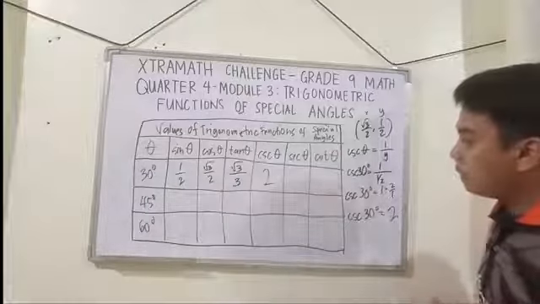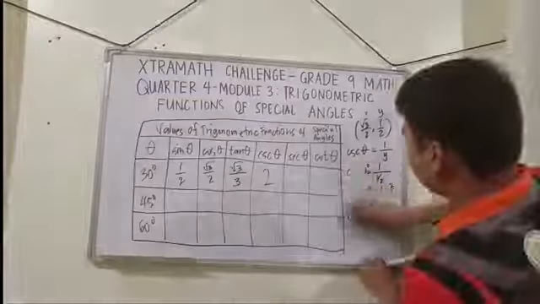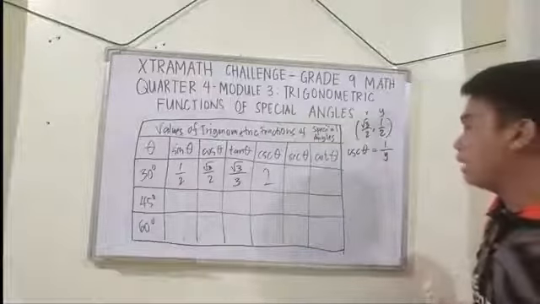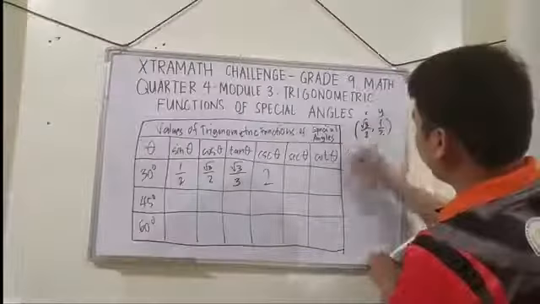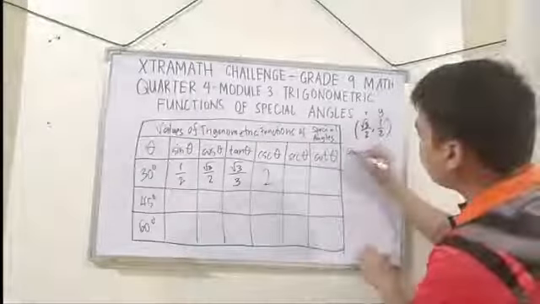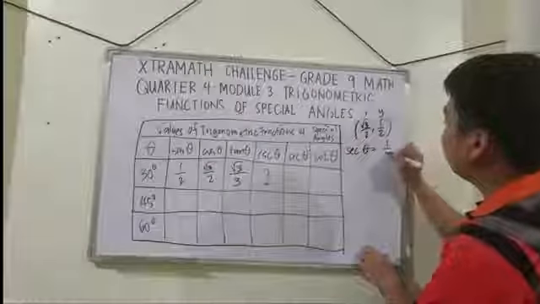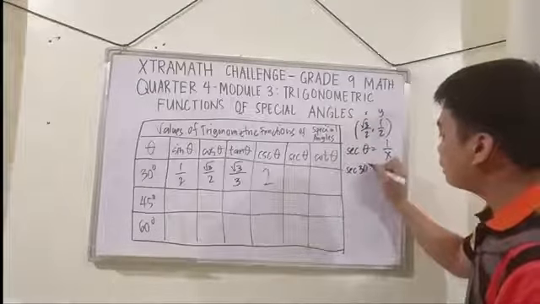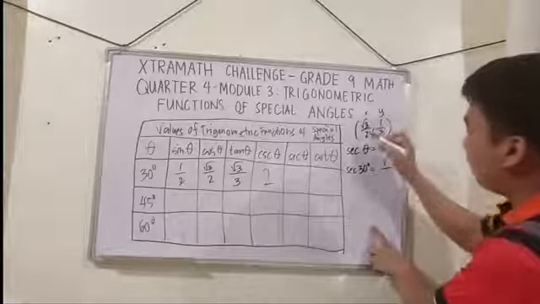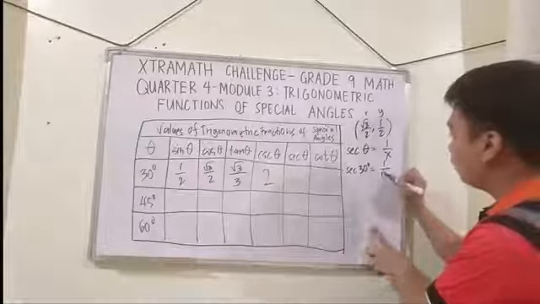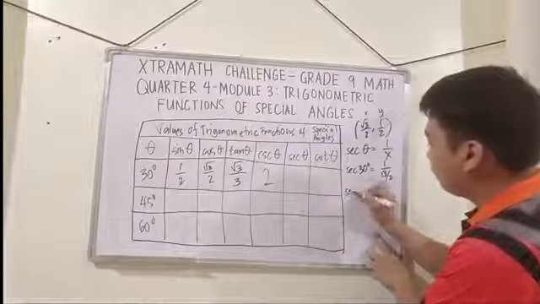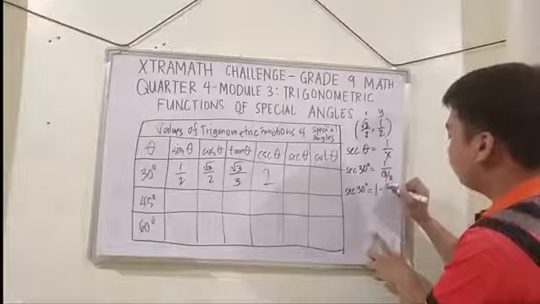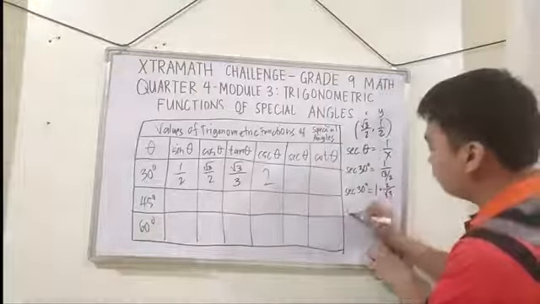Now, how about the secant theta? Secant theta is equal to 1 over cosine theta. And since cosine theta corresponds to x, we can say that secant theta is equal to 1 over x. So secant 30 degrees is equal to 1 over our x, which is square root of 3 over 2. So we have secant 30 degrees is equal to 1 times 2 over square root of 3.